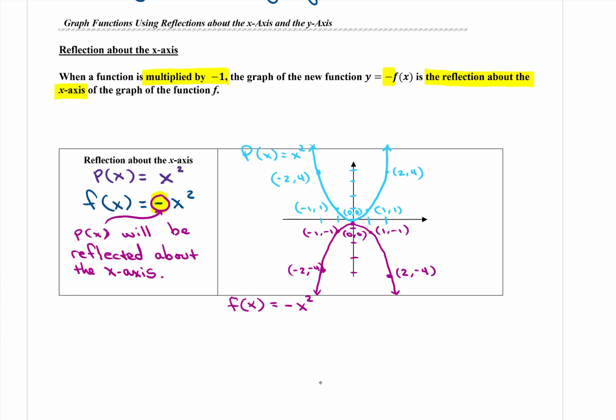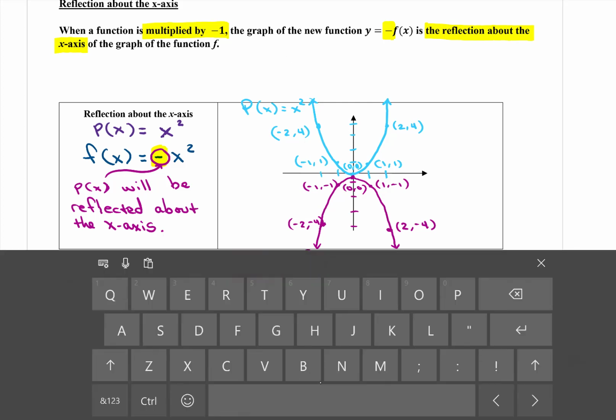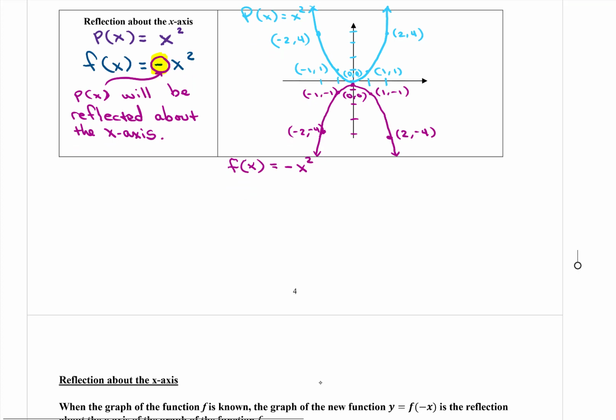Questions, or I want to say questions, but I know you guys can't ask questions, but if you have questions on any of these, just let me know. I can answer them.